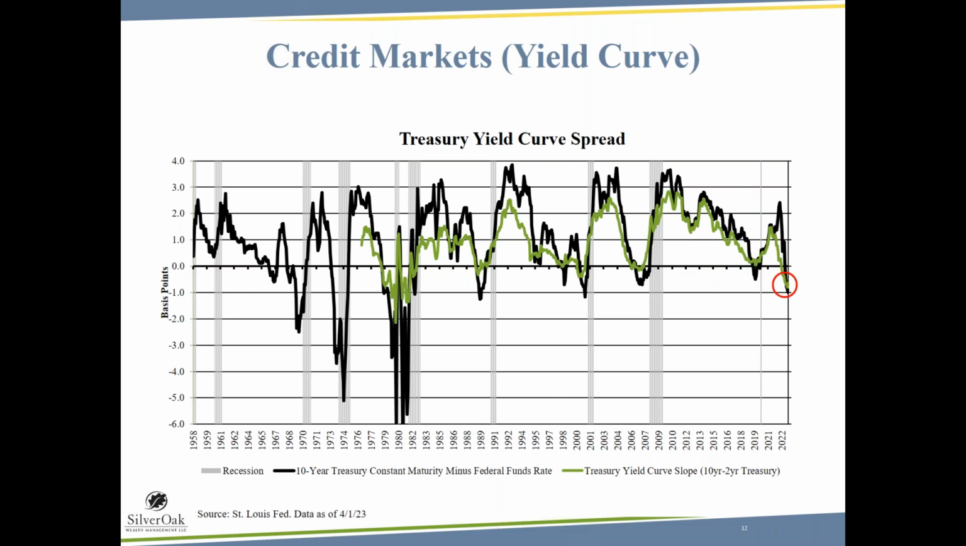And actually, we're approaching levels of inversion that we haven't seen since the 1980s. And again, this has been a reliable indicator, which suggests that a recession is likely. Now, we've talked about this in the past, and that lag time kind of varies, but many people are kind of thinking second half of this year.